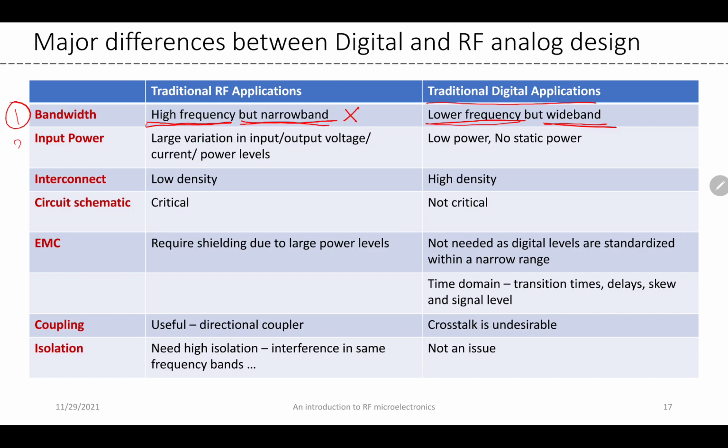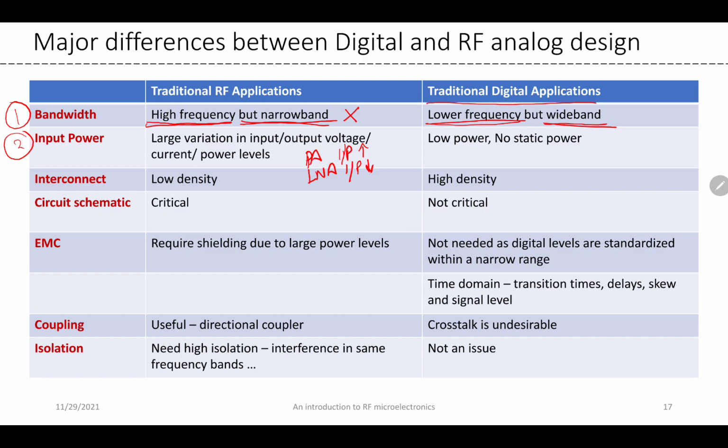The second is input power. For RF circuit designers, input power can vary. If you're designing a PA, you can have a high input power level. If you're designing an LNA, then you can have a low input power level. So you're designing for all different cases, and there can be a large variation in the levels of input and output power.